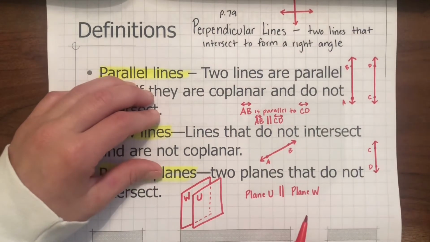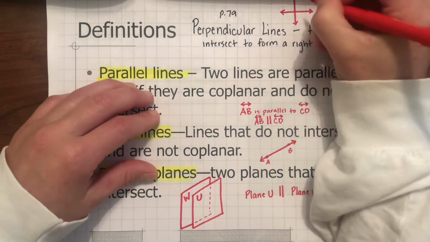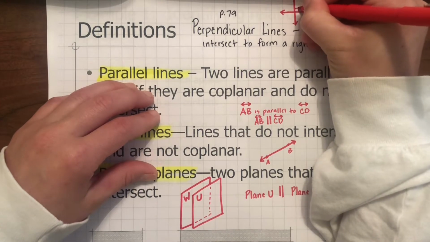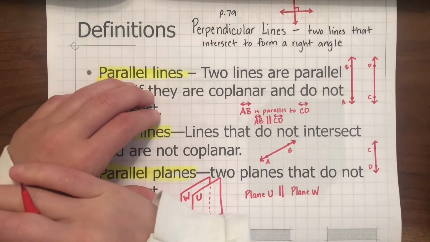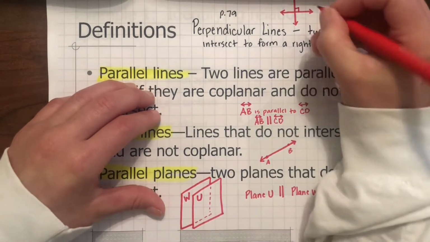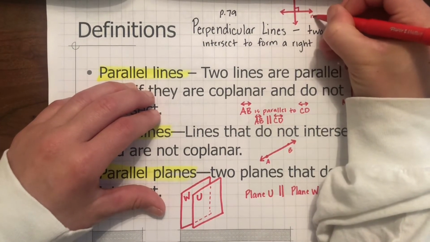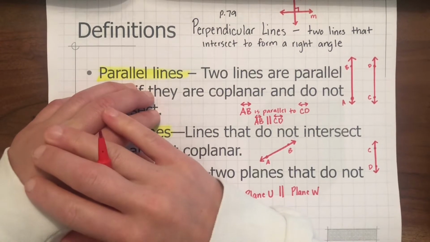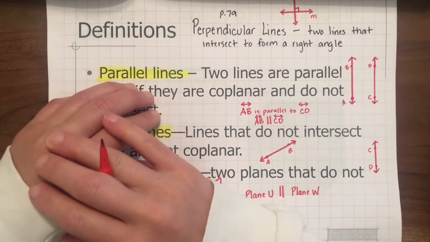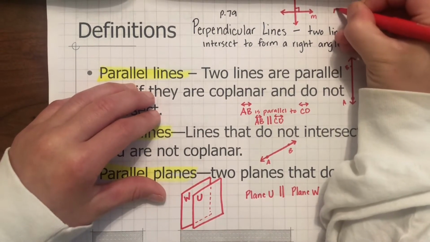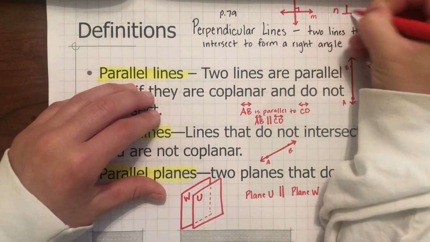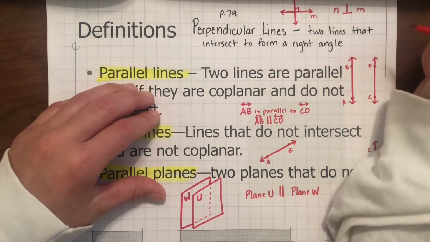And the symbol for a right angle would be this little box in the corner. So that means that's a right angle, a perfect right angle. So we would have line, let's call that line N, and then we'll call this line M. And we could say here that line N is perpendicular to line M.